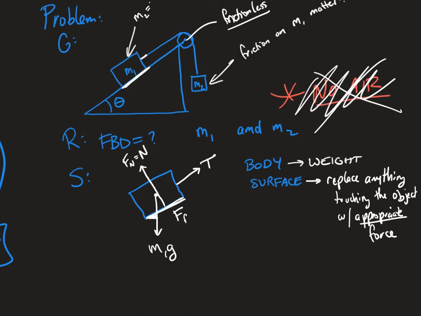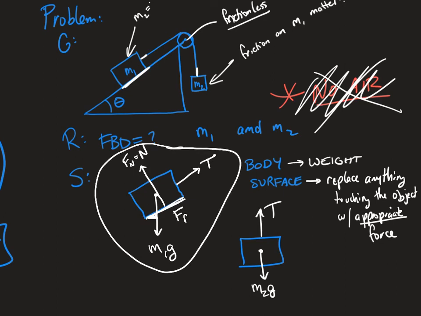Now if I were to do M2, the second mass, same idea. Here's my mass. Do I have a body force? Yes, I have weight. I'm not in outer space, so that's going to be M2 times G. And then the only thing touching it is this cable, so I've got a tension going up this way. Okay, whole problem. Now if you wanted to solve this, this becomes relatively easy at this point.